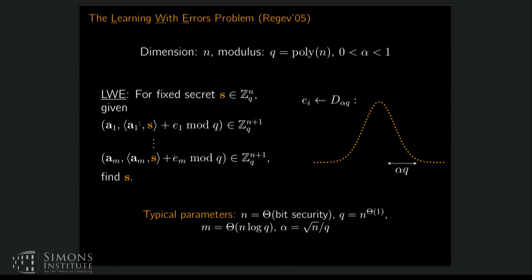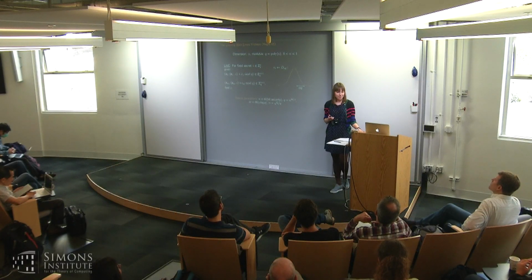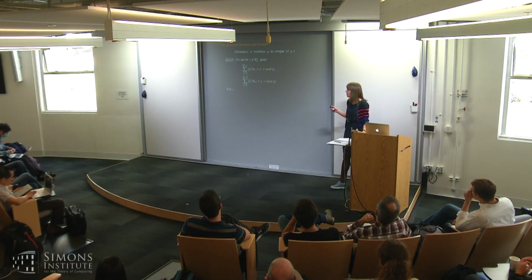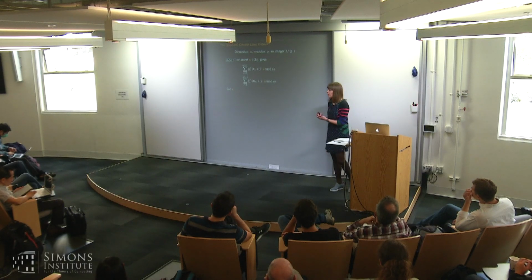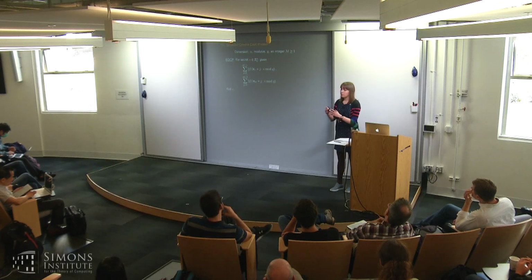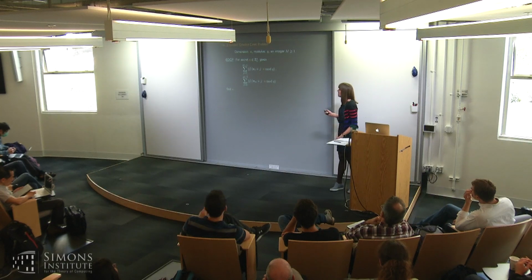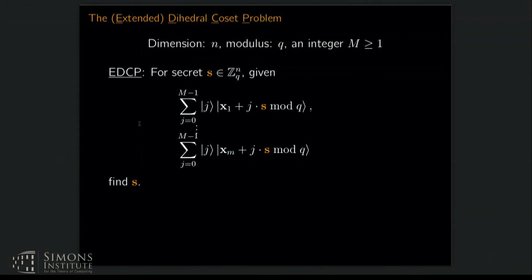The problem I want to relate this LWE to is not classical, but rather quantum. So here is where the qubits come in. This problem has almost the same parameters, also the dimension and the modulus. But instead of a noise rate, it has an integer parameter m. Let me tell you what this extended dihedral coset problem is.